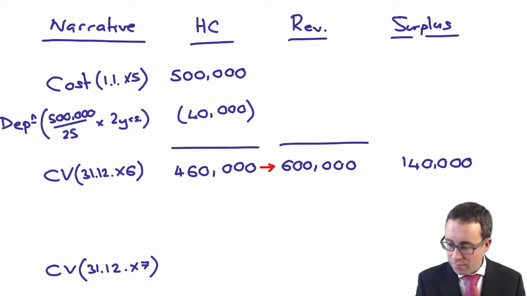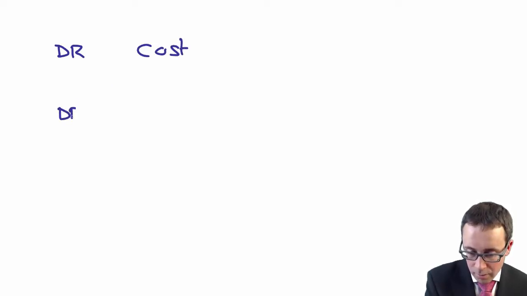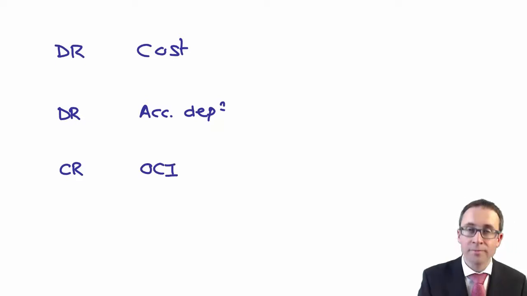I told you not to concern yourself too much with the journal entries, the debits and the credits, but if you so wish, because I know what you're like, you love the world of financial accounting so much, you need to debit the cost, debit the accumulated depreciation, and credit your other comprehensive income.